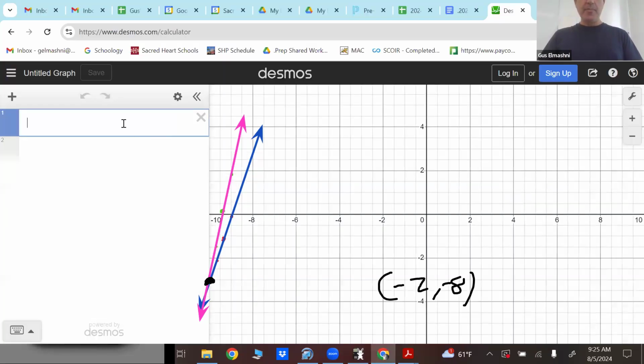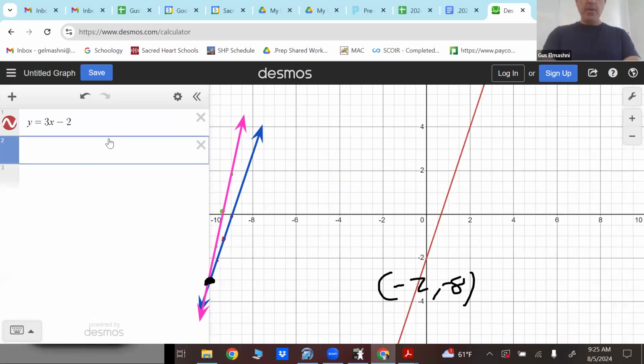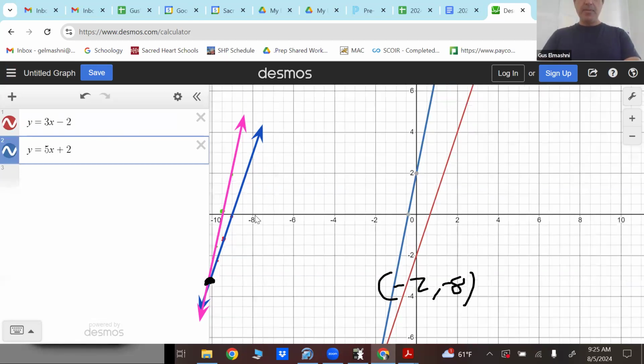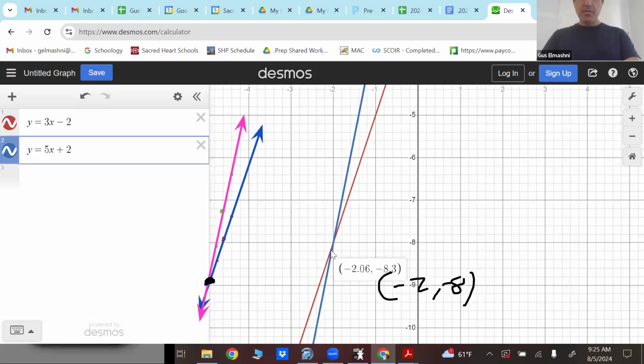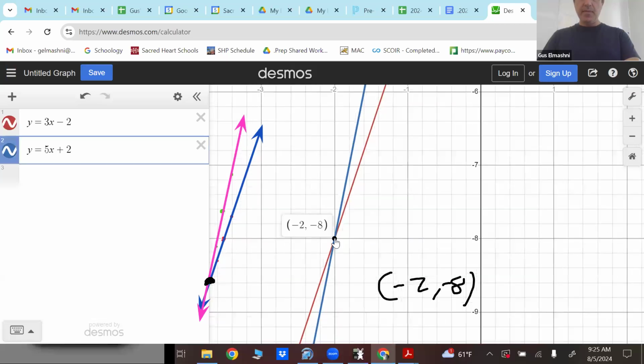Desmos, I think, is a little more user-friendly. Y equals 3x minus 2. You'll see why when we do the next example. Y equals 5x plus 2. Zoom out. And just mouse over to where they touch. And there you go. Done. So easy peasy. Not that hard, right?